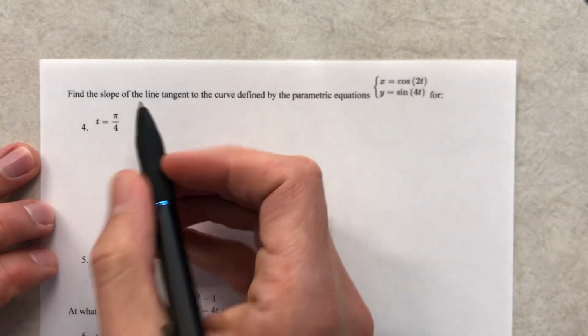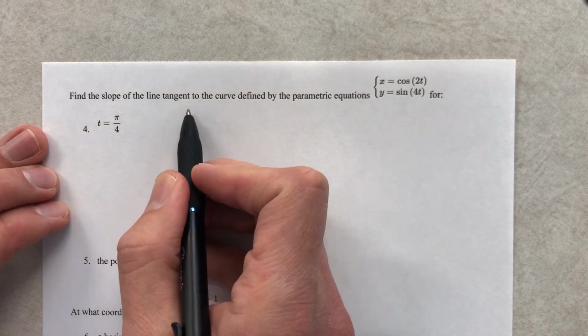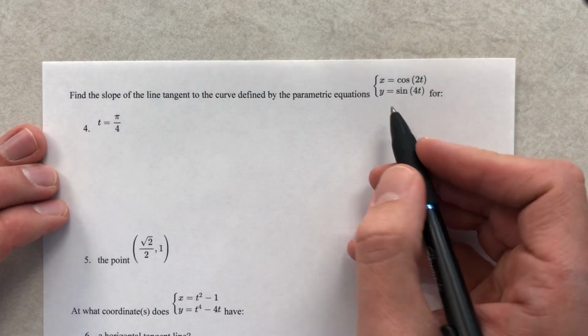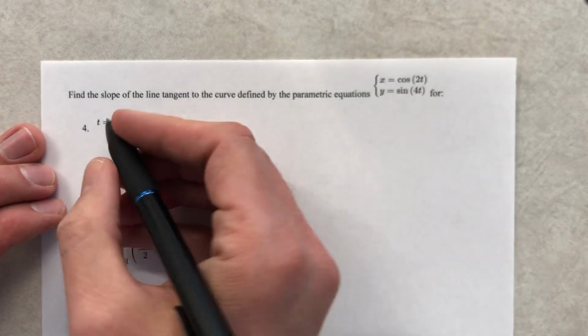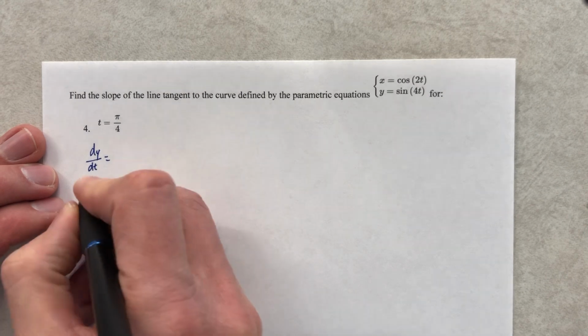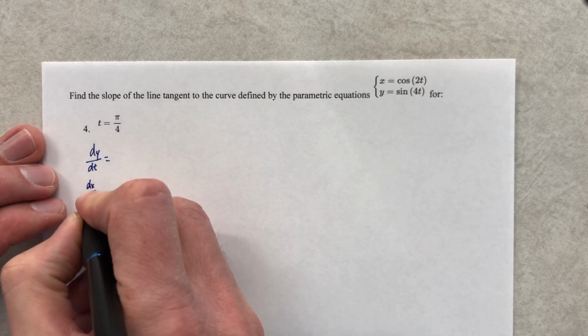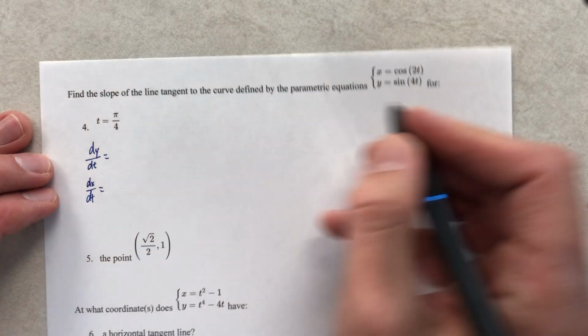We are asked to find the slope of the line tangent to the curve. Let's stop right there. We are not asked to find the equation of the tangent line, just the slope. So we need the derivative of this pair of parametric equations, which means we have to find dy/dt, and we're going to find dx/dt, and we're going to put dy/dt over dx/dt, and it's going to be that simple.